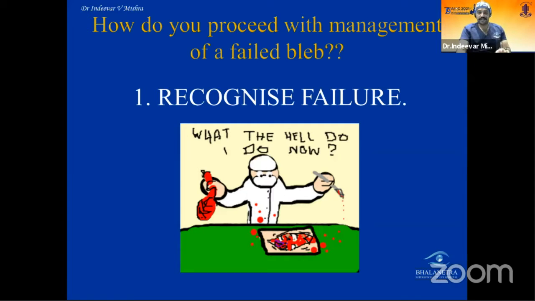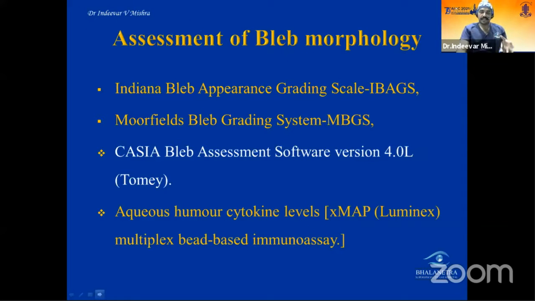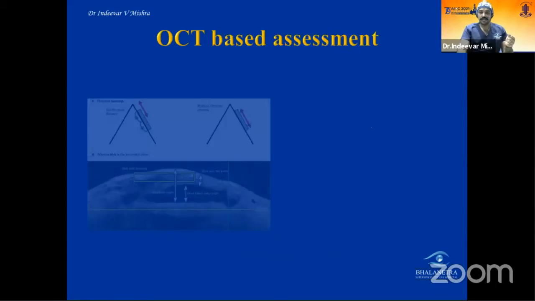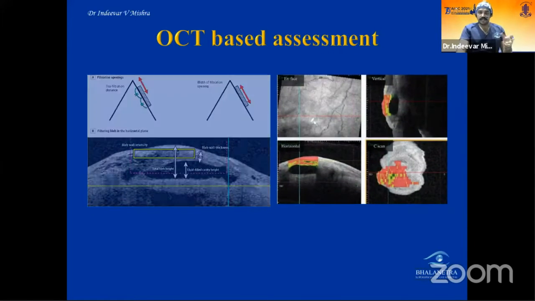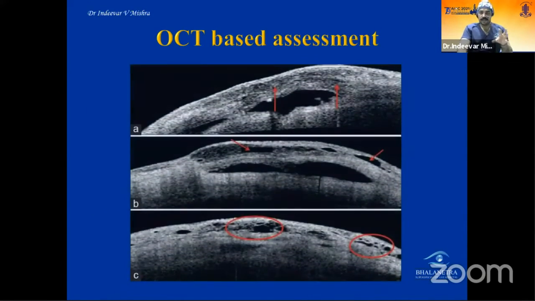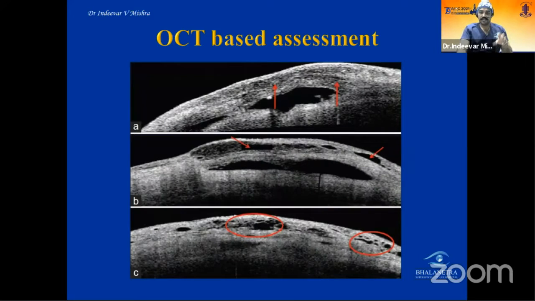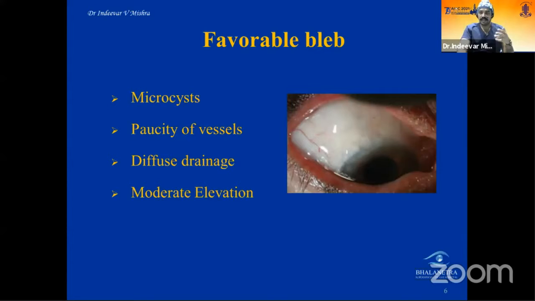Recognize the failure. Once you look at the case, you should understand that the bleb is failing. There are various grading scales and various methods by which you can assess the bleb morphology. They are mentioned; I won't go into the details of these. OCT-based assessment is currently the best way to identify early bleb failure. But if you don't have an OCT which can view the anterior segment, simple clinical techniques can help you in diagnosing the early failure.